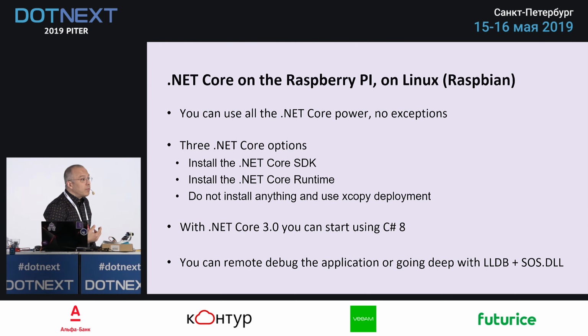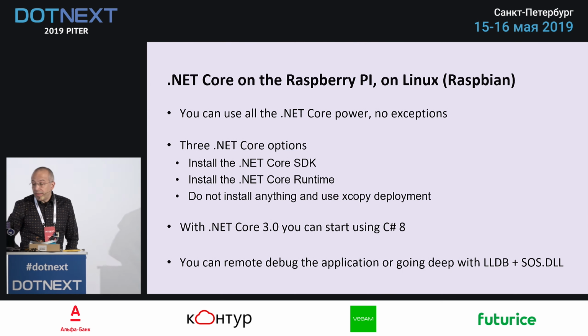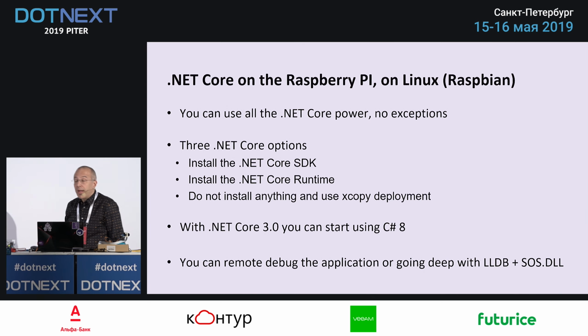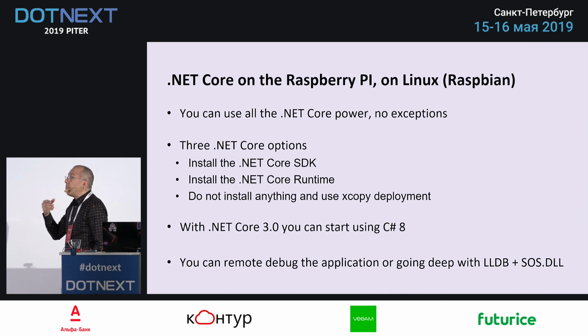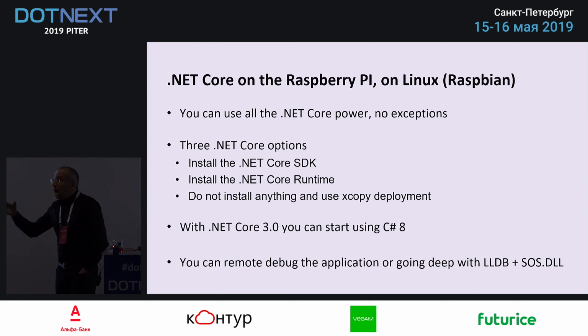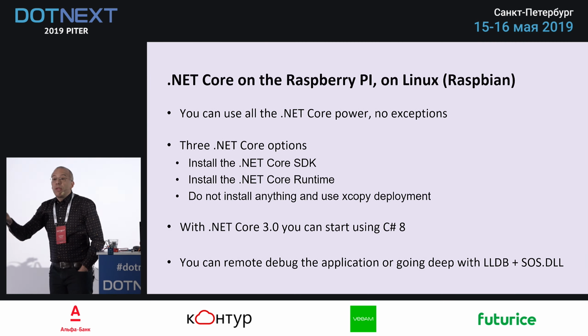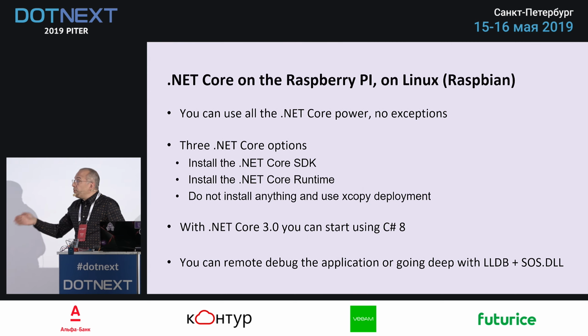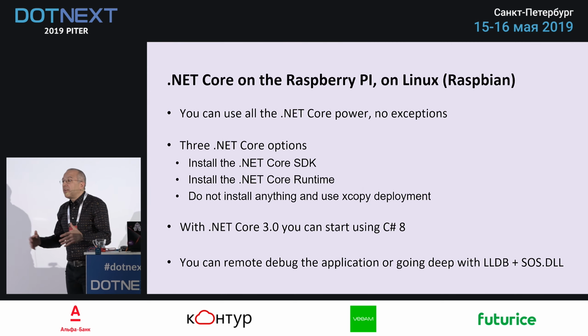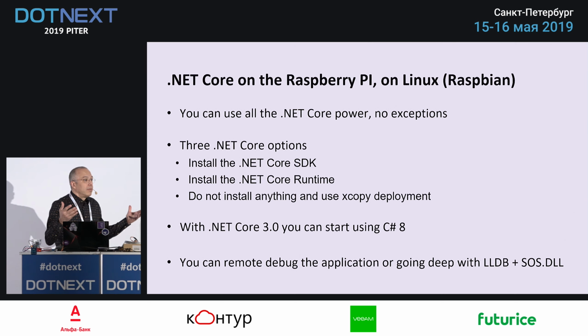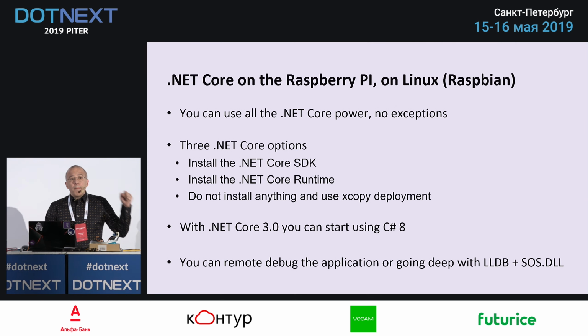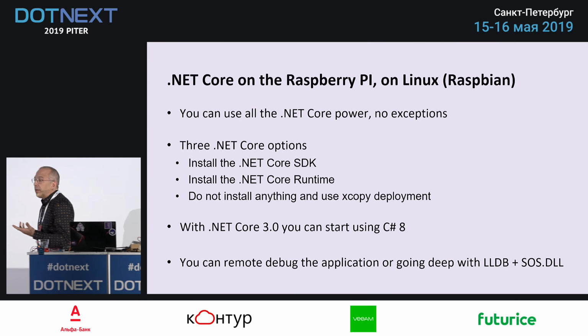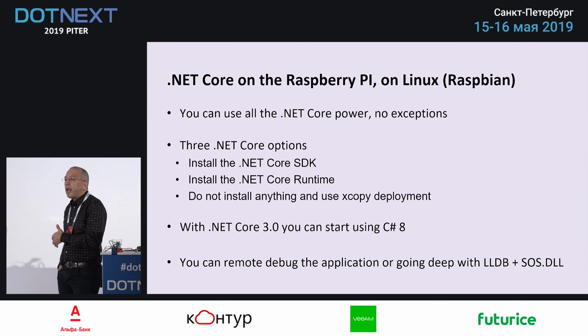And the second option is to install the .NET Core runtime. The .NET Core runtime means that basically you can just deploy your application, and you have the runtime that gives you the possibility to just run the application without putting additional files, just not to have an application which is fat. Okay? But the third option is extremely interesting, because if you want, you just don't install anything.